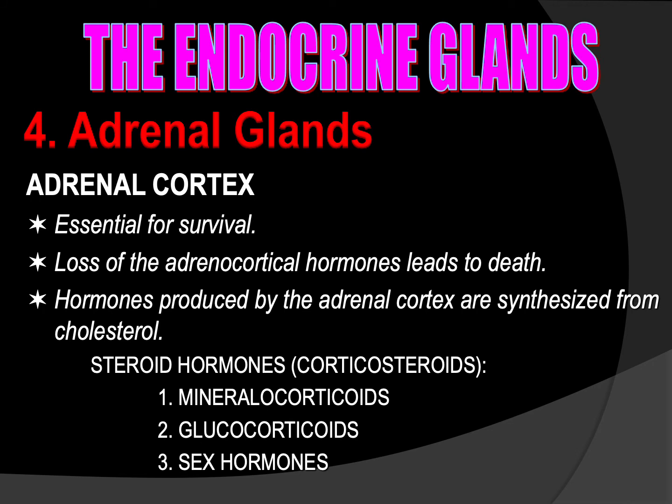The other structure in the adrenal gland is the adrenal cortex, which is very essential for survival because loss of adrenocortical hormones can lead to death. The hormones secreted by the adrenal cortex are actually synthesized from cholesterol. And these are our steroid hormones, or the corticosteroids. What are those three? We have mineralocorticoids, glucocorticoids, and the sex hormones. Ang mineralocorticoid, aldosterone, ang major example niyan. Ang glucocorticoid, we have cortisol and cortisone. At yung sex hormones, we have the androgen and estrogen.